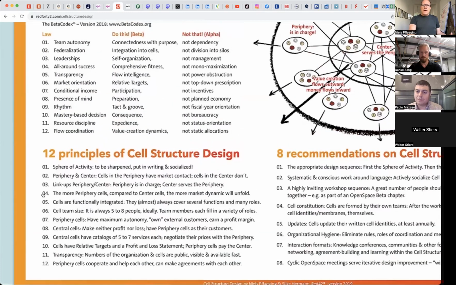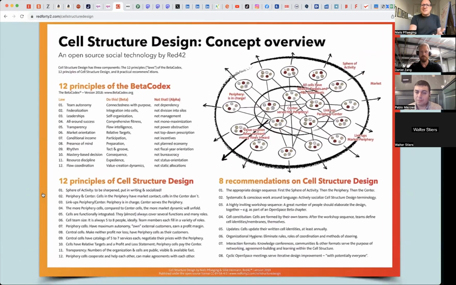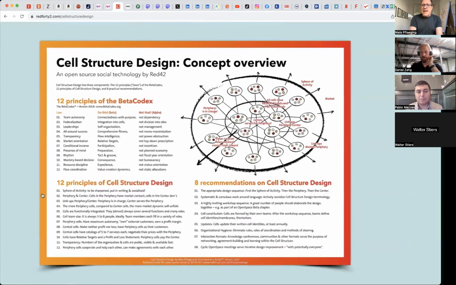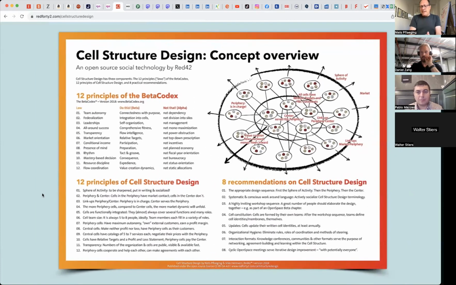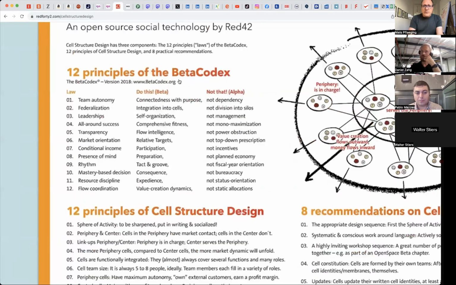In a way, we believe that self-structure design, we know actually for a fact that self-structure design complements agile methodologies or approaches and approaches like Lean. Lean, as most people understand it, usually does not address all the organizational matters, like, for example, compensation, which is here in the 12 principles of the Beta Codex. You will find compensation, how to pay people. You will find principles and concepts here in principle number 7, conditional income, participation, not incentives. Something that the Scrum guide doesn't give you. So this is a nice addition.